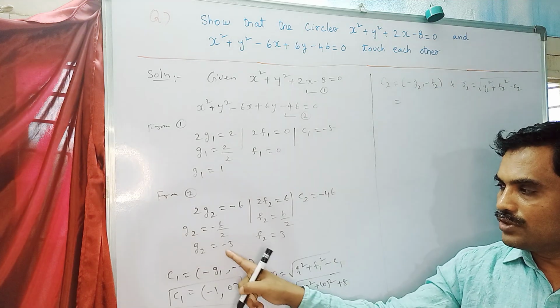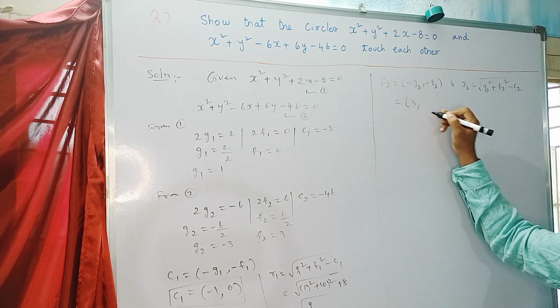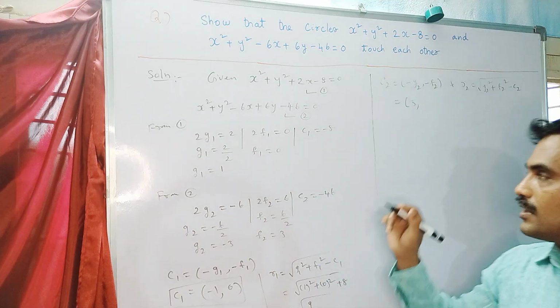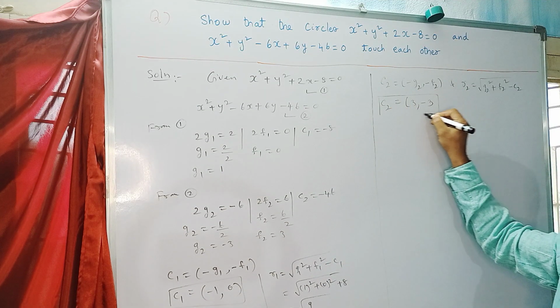So what is g2 here? Minus 3 is there. So minus minus plus 3. So 3 comma, what is minus f2? f2 value is 3. So you get minus 3. So this is c2. Just put it in the box.